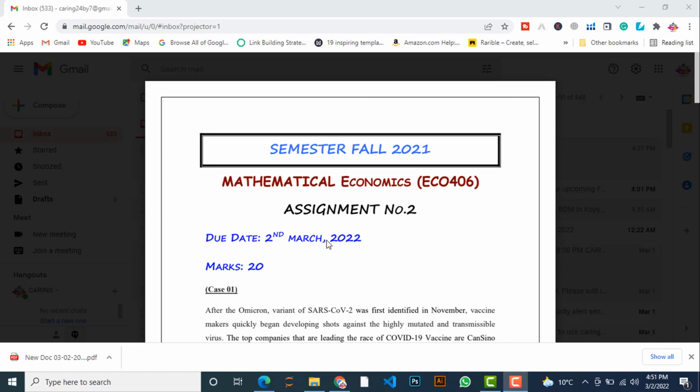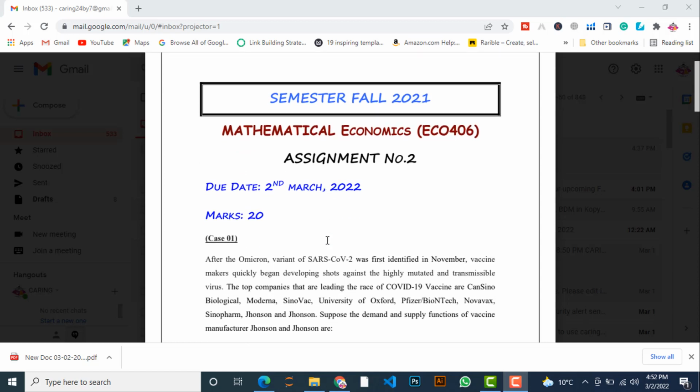So let's start our assignment. This is assignment number 2 related to mathematical economics, subject code ECO406. Its last date of submission is 2nd March 2022, that is today. Today is the last day. The marks are 20 in total.